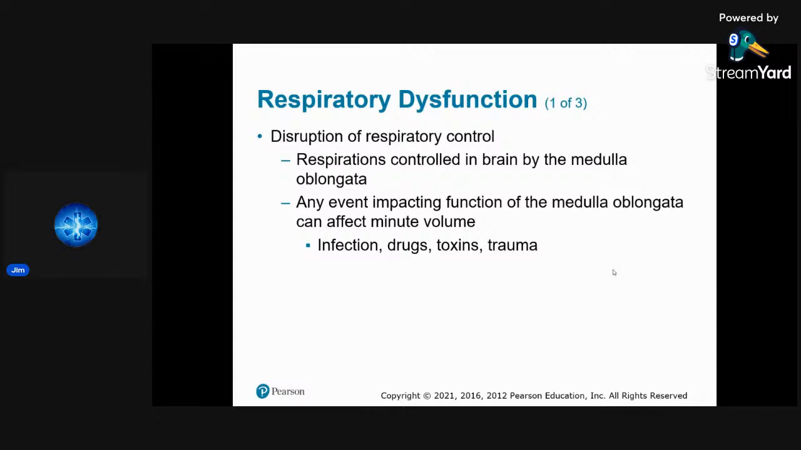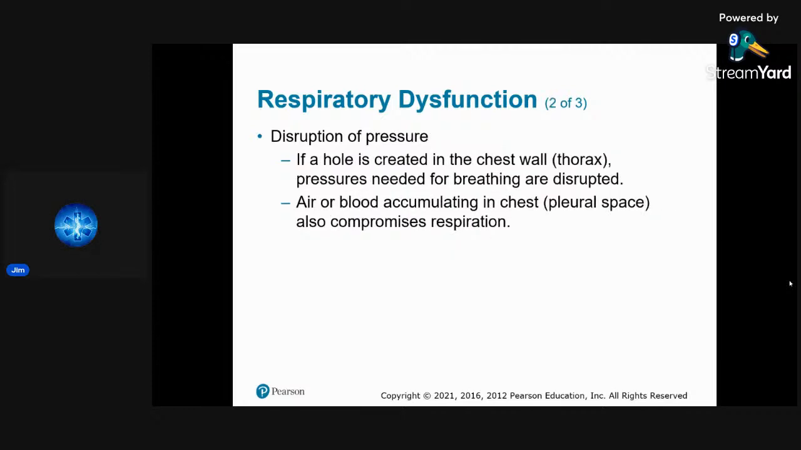Infections, like one of the big ones is meningitis or encephalitis. Meningitis is an infection of the meninges, which wrap around the brain and spinal cord for protection. Encephalitis is the one going to the brain. So this can cause issues on the medulla oblongata. Drugs, for example narcotics, will slow this and drop the respiratory rate. Of course, toxins and trauma can all impede the function of the medulla oblongata.